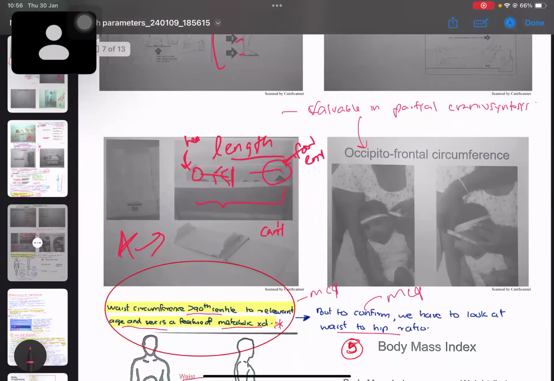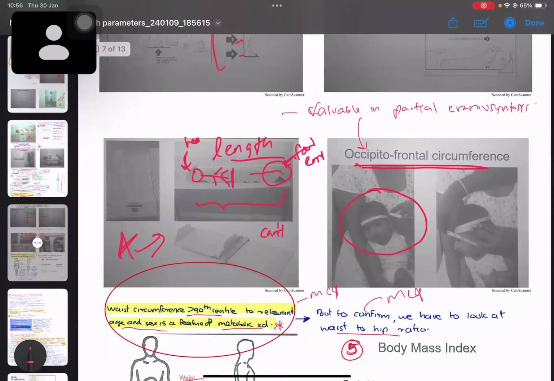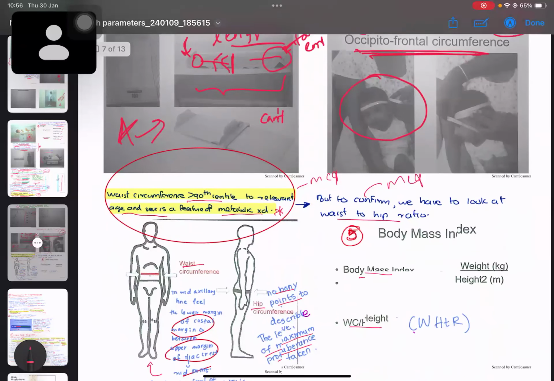Then the next thing is occipitofrontal circumference. You'll know we measure the OFC of a child. OFC is usually measured up to 3 years in Sri Lanka because we have graphs up to 3 years in the CHDR for OFC measurement. This is mainly valuable in conditions like craniosynostosis, and for that we measure it properly.